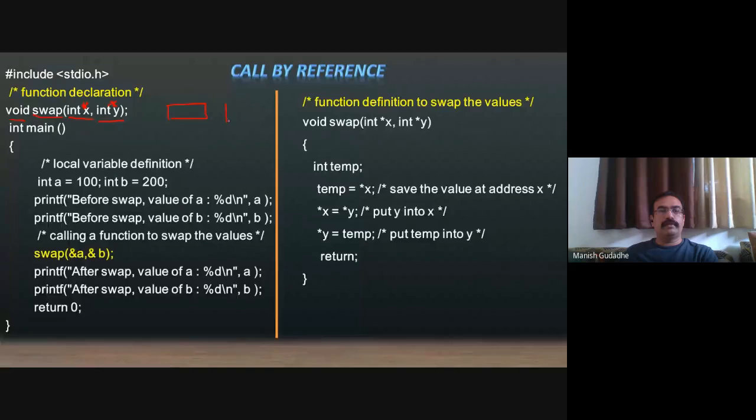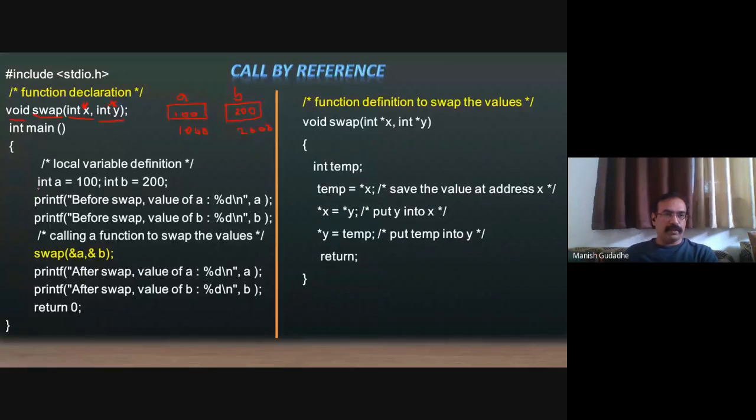A will be defined. B will be defined. Let us say A is at location number 1000, and B is at location number 2000. And the value of A is 100, and the value of B is 200.